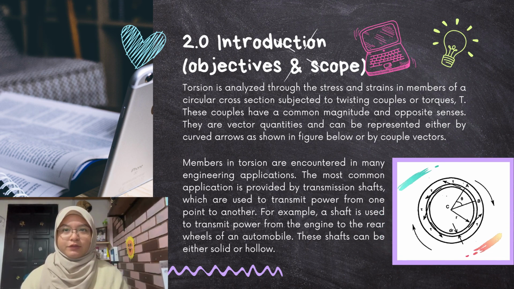For the introduction of this experiment, torsion is analyzed through the stress and strains in members of a circular cross-section subjected to twisting couples or torque. These couples have a common magnitude and opposite senses. They are vector quantities and can be represented either by curved arrows as shown in the figure below or by couple vectors. Members in torsion are encountered in many engineering applications.